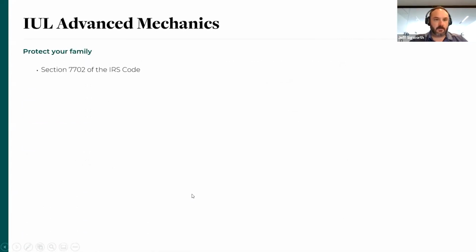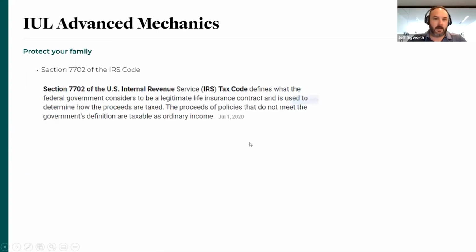Okay. Section 7702 of the IRS Code. Has anybody ever read it? No. My nerdy self has. It'll put you to sleep. But it gives us the definitions of what life insurance is. How it's taxed, how it's not taxed. So it literally defines how much money and what is considered a life insurance contract and what's not.